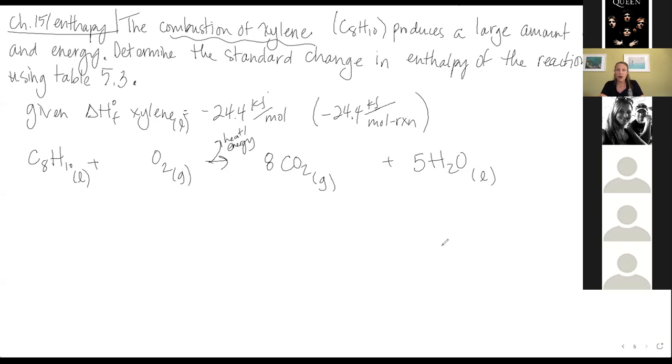And finally, I look at my oxygens. So I have 16 oxygens plus 5, so I have 21 oxygens, which means I need 21 oxygens here. In order to give me 21 oxygens, I need 21 divided by 2, which is 10.5 of oxygen. For every 1 mole of xylene, I interact with 10.5 moles of oxygen to produce 8 moles of carbon dioxide and 5 moles of water.